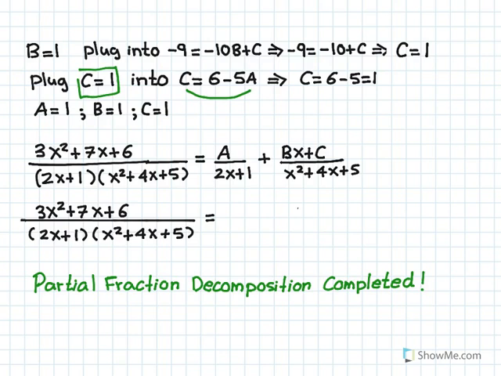So let's now do the partial fraction decomposition. That's going to give us 1 over 2x plus 1, plus, B is equal to 1, so that's x, and C is 1, x plus 1 divided by x squared plus 4x plus 5. So the partial fraction decomposition has been completed.